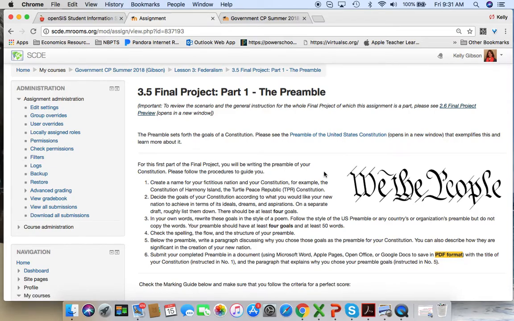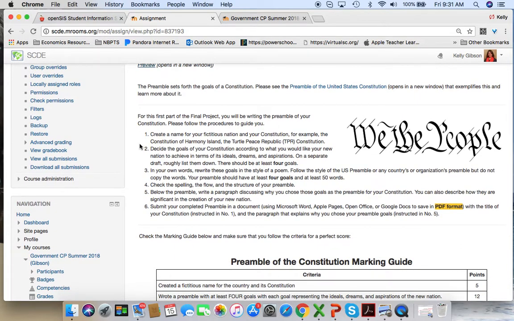Now, when you submit, there are several sections you have to have. You need to create a name for your fictitious nation and your constitution. So you could have the Constitution of Harmony Island, the Turtle Peace Republic Constitution. So you need to have those 2 parts. And remember, you are making up the name of a country. And as a note, your country needs to be made up of people, not animals, not imaginary creatures, not aliens. You are creating a constitution for a nation of people.